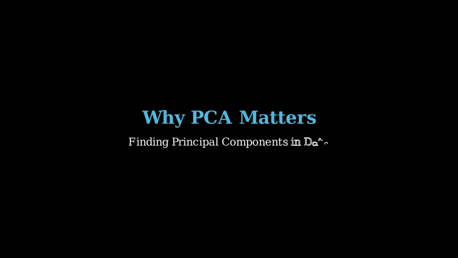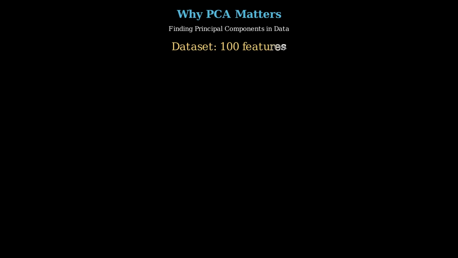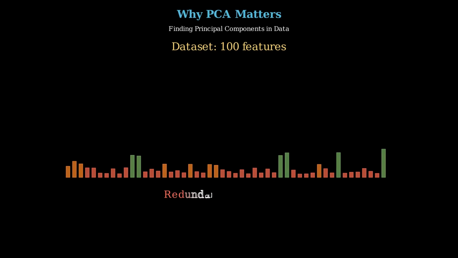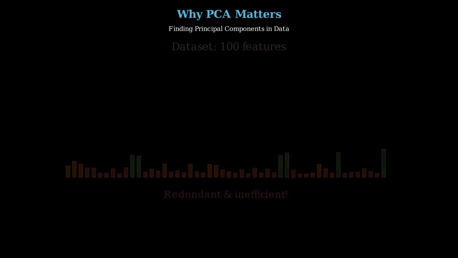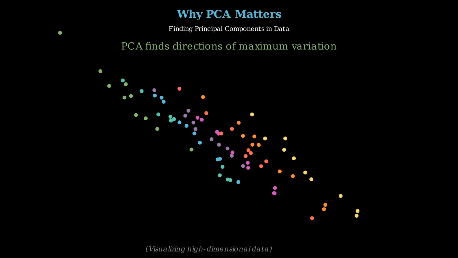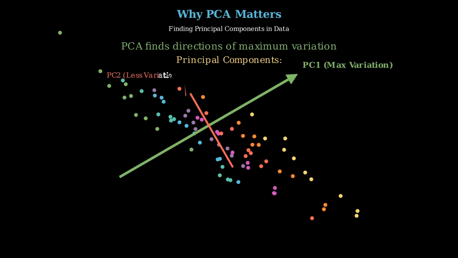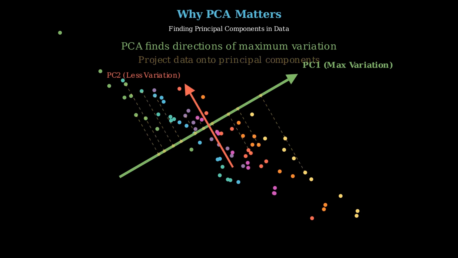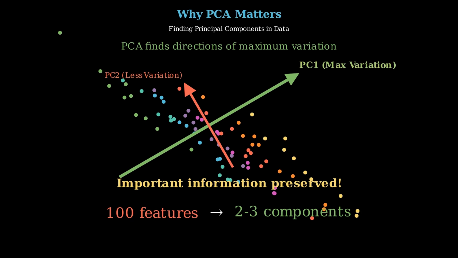To understand why this matters, imagine you have a dataset with 100 features. Not all of those features are equally useful. Some are redundant and barely relevant, and feeding all 100 into a model is inefficient and can actually hurt performance. PCA solves this by finding the directions in the data where the most variation exists, called principal components, and projecting the data onto those directions, effectively summarizing the most important information in fewer dimensions.